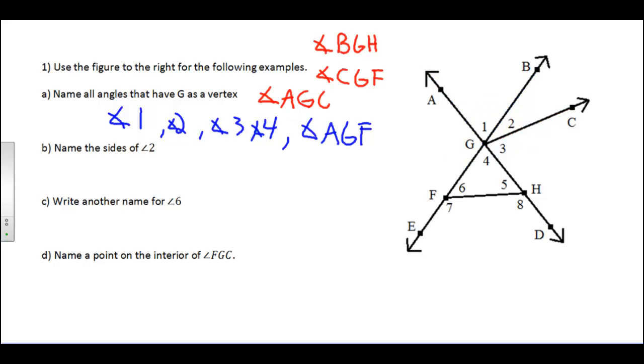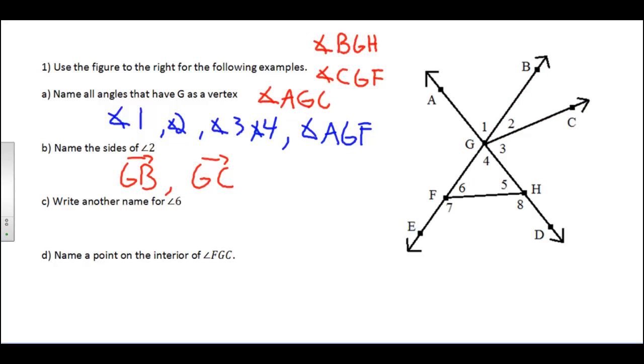Name the sides of angle 2. Angle 2, highlighted in red here, is otherwise known as angle BGC. It has a vertex of G, and its sides would be the rays that make that angle. They are ray GB and ray GC.